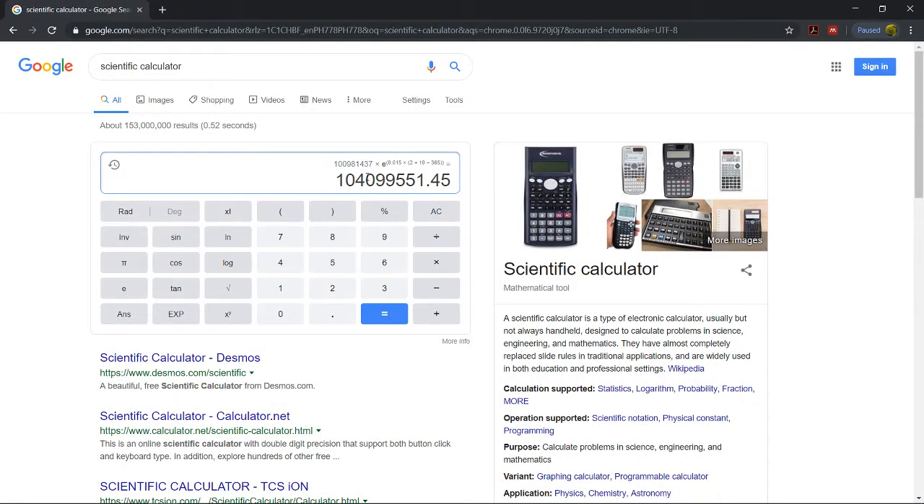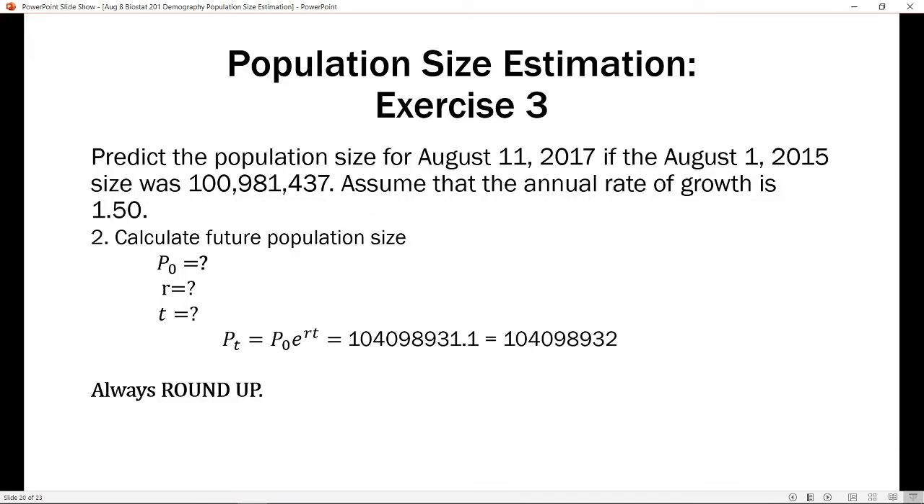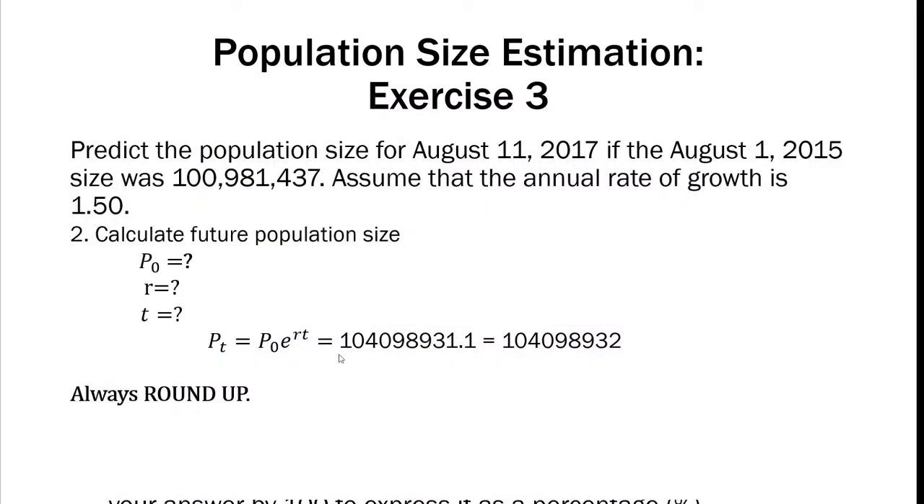Now here, our final answer would of course be 104,099,552, because we always need to round up whenever we're looking for a future population size. Okay. I hope that you actually tried to solve this on your own so that you won't be having any problems in your exercises, in your graded exercises, and in your exam. Okay. Let's go back to the PowerPoint.